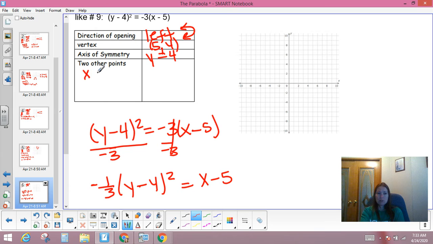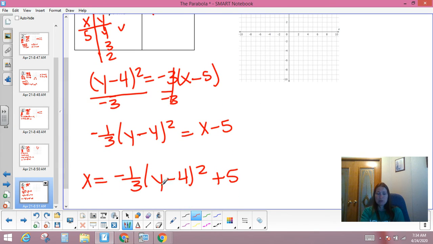And then we need to make a table. Oh, that was supposed to be a y. All right, so 5, 4 is the vertex. We are plugging in y's. So we're going to pick 2 more here. So we'll go 3, 2. All right, so if I put in a 3, 3 minus 4 is negative 1. Negative 1 squared is 1. 1 times negative 1/3 is negative 1/3. Plus 5 is 4 2/3. I know y'all struggle a little with the fractions. Hopefully you're okay with 5 minus 1/3 is 4 2/3.